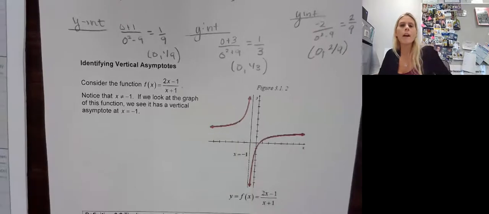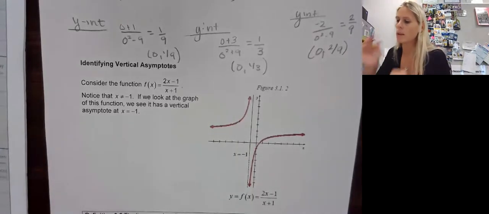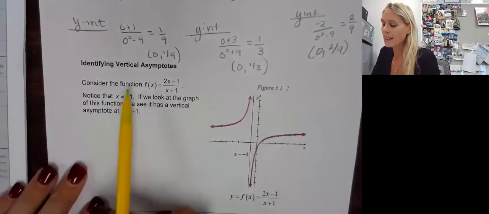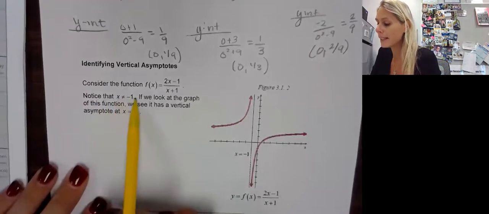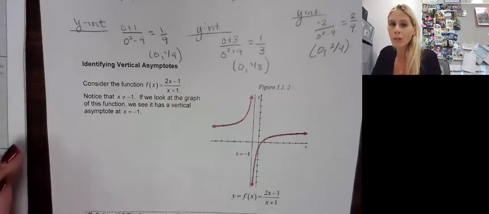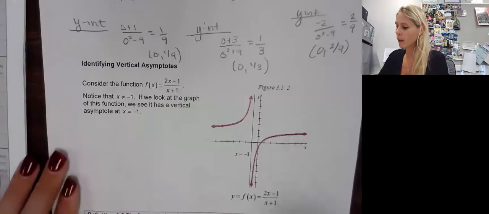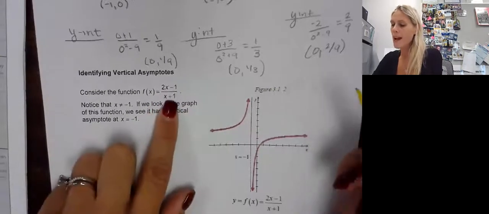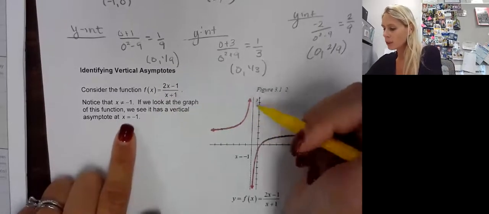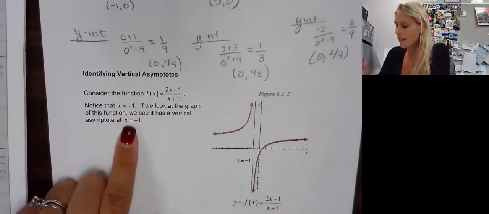All right, identifying vertical asymptotes. So consider the function 2x minus 1 over x plus 1. Notice that x cannot equal negative 1, right? Because we can't have that in the denominator. If we look at the graph, we see that there is a vertical asymptote at x equals negative 1. So in our domain, x cannot equal negative 1. So what do we set that as? We set that as a vertical asymptote. What does that mean? It means our graph will get really, really close, but never touch.